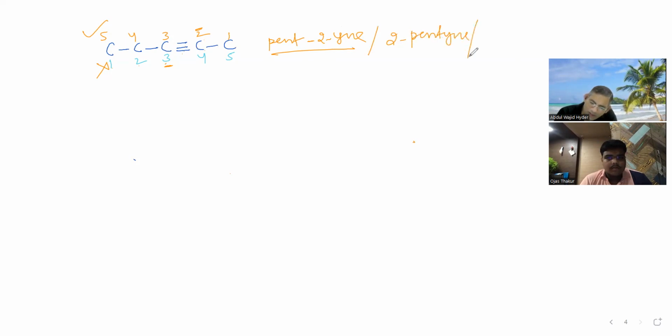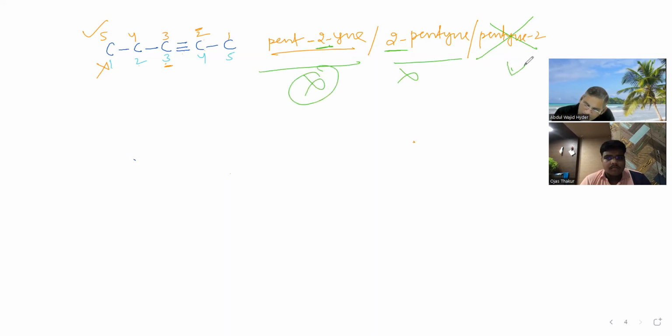You can write it 2-pentyne also, but never pentyne 2. That's not correct. Either write the number before, or the exact position. After the name, numbering can't be done. Pentyne 2 won't be the right one. But see, in IIT JEE, if this is not given and this is given, then obviously this will be the name. But if these two are there, these will be the answers.